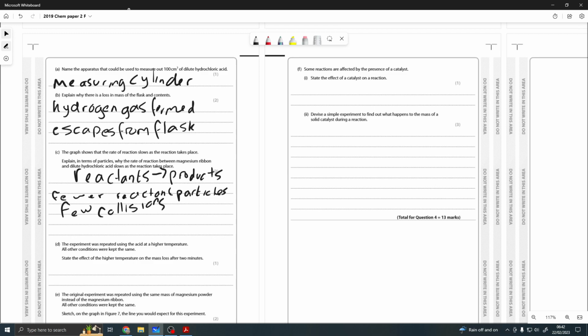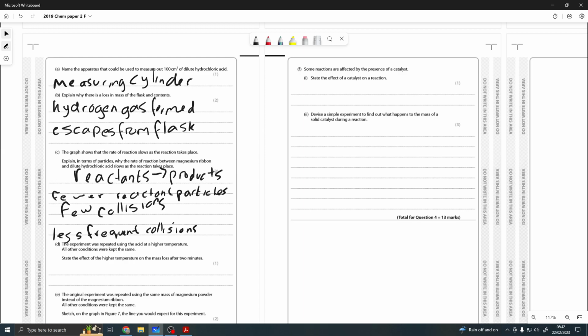Okay, because there's less particles to collide, and that means less frequent collisions. Because remember, when you talk about these collisions, you've got to talk about collisions per second, collisions per unit of time.